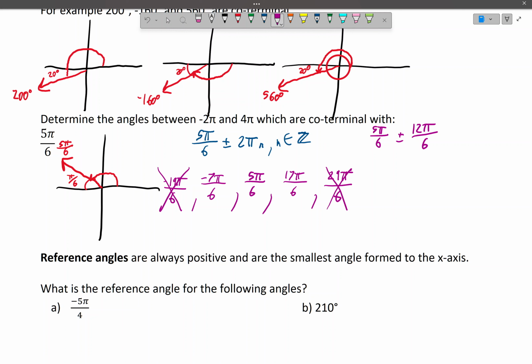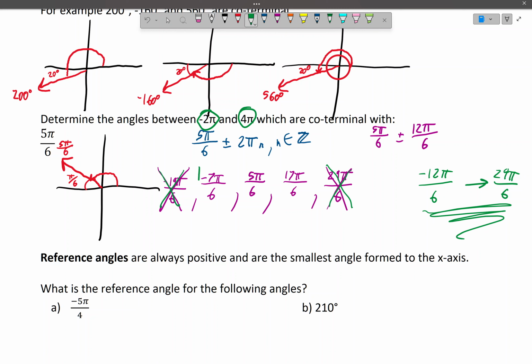Again, the negative 2 pi and positive 4 pi, it's negative 12 pi over 6 until 24 pi over 6. So that's why these two are getting crossed off, because they're past the boundaries of the question. Okay, so our final answer is these three are coterminal with each other between those two values. So it's the one on the left and the one on the right. The middle one is obviously the original angle.